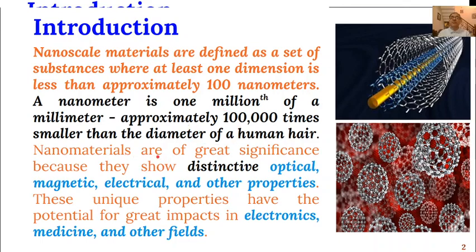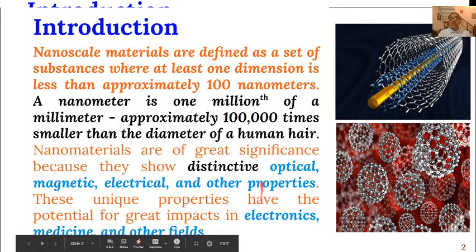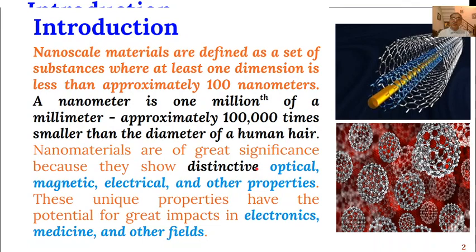The significance of these nanomaterials is very high because they show distinctive optical, magnetic, electrical and other properties like mechanical properties. These unique properties of these nanomaterials give them great applications in the field of electronics, medicine, environment, and some other recent fields like gold refining also.